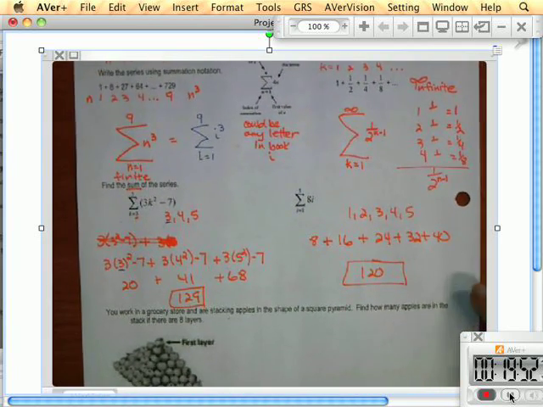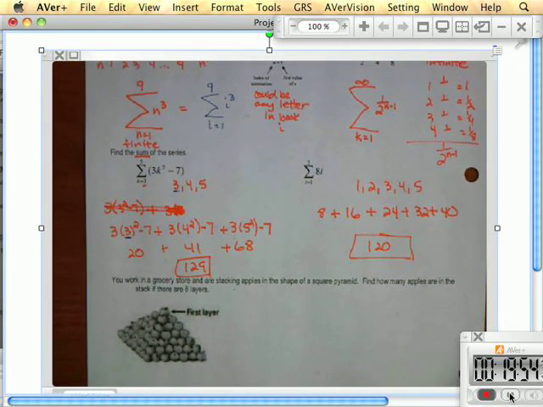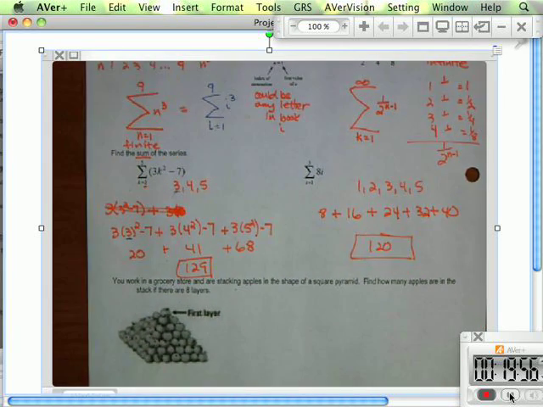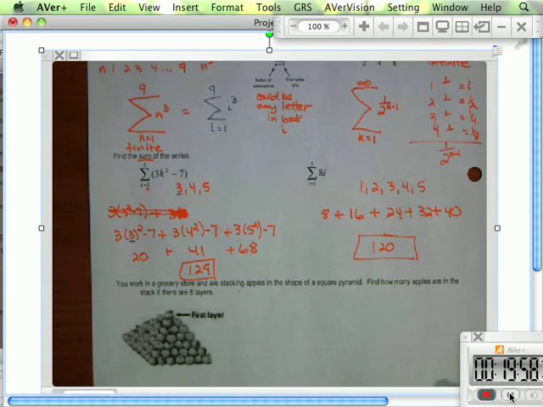Okay, this one right here. If you get the right answer, you can have a piece of candy. I'm going to let you do it on your own. So good. Okay.